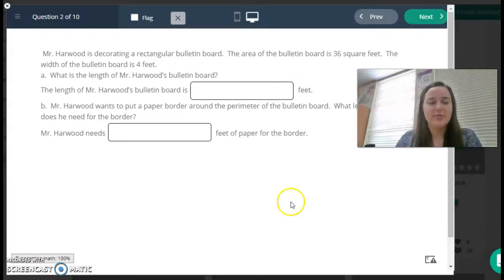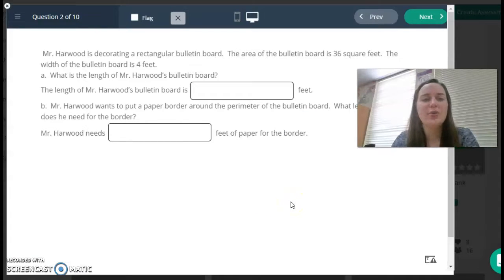Okay, next. Mr. Harwood is decorating a rectangular bulletin board. The area of the bulletin board is 36 square feet. The width of the bulletin board is 4 feet. What is the length of Mr. Harwood's bulletin board? So I'm not even going to read B right now because we need to focus on A first. Okay, I'm going to pause the video for a second and draw that on my board.